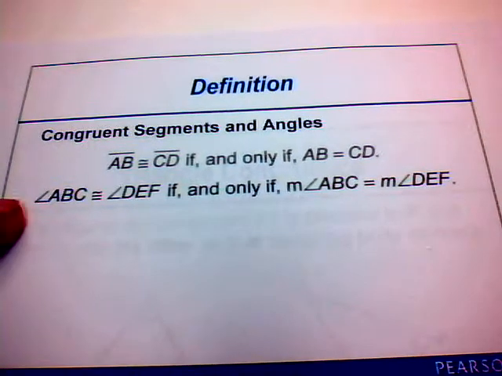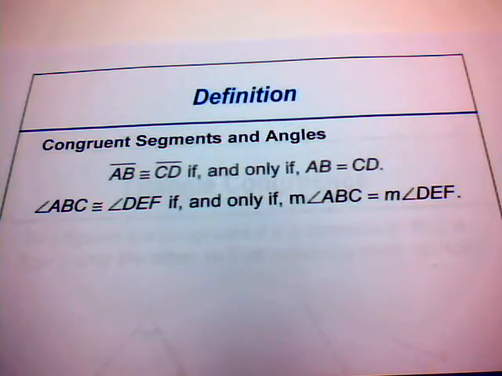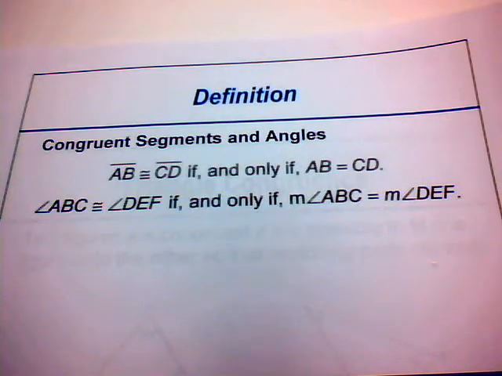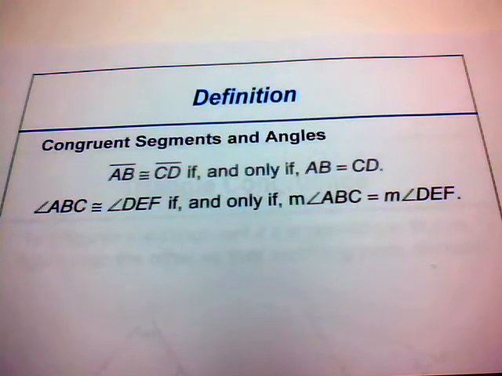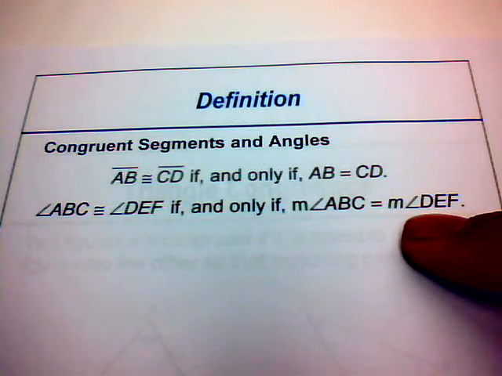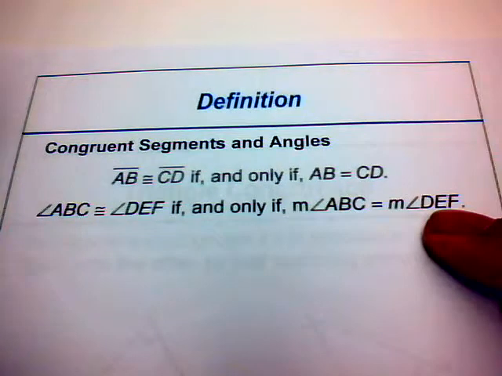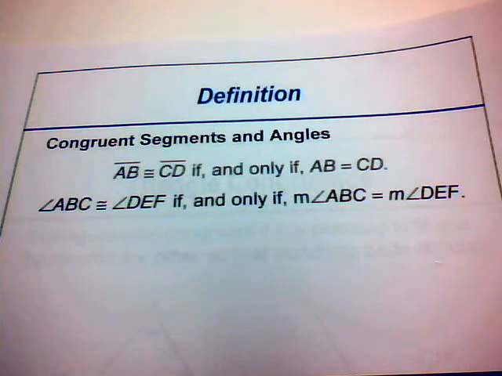And then the second statement: angle ABC is congruent to angle DEF if and only if the measure of angle ABC is equal to the measure of angle DEF. The phrase "if and only if" means that if this is true, then this is true. And also if this is true, then that statement is true as well.